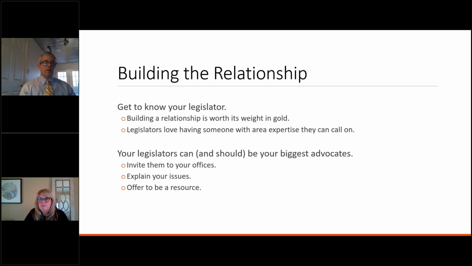And really, inviting legislators to where you work, setting up appointments either during session or even better after session when you have all the time you want with them, is the way to do that. They love having people that can vote for them and actually be advocates on their behalf so other people vote for them. They love that kind of stuff. And so if you can do it, you definitely should, because your legislators can, and they should, be your biggest advocates. So invite them to your offices to see what you do, explain your issues and your concerns, and most importantly, offer to be a resource to them for title-related issues. Katherine, go ahead.